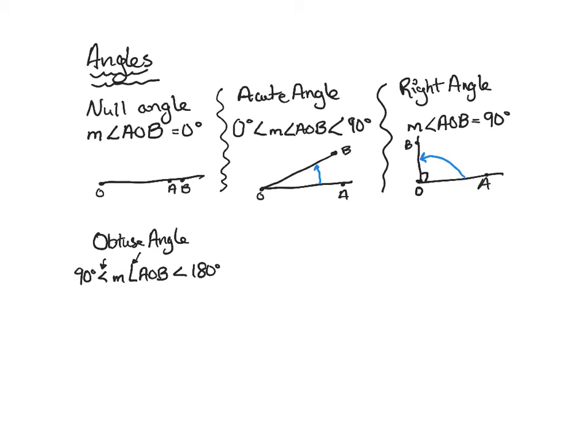Okay, so an obtuse angle. In an obtuse angle, we always have our same A and O, but here the B is further than 90 degrees. So if we think of a 90-degree angle as approximately here, this has had the movement all the way to here, and that's greater than 90 degrees but less than 180, which would be the straight line, which would be here.